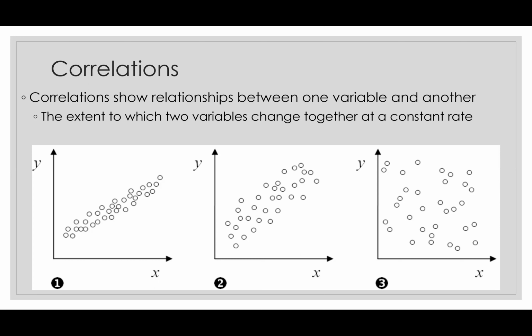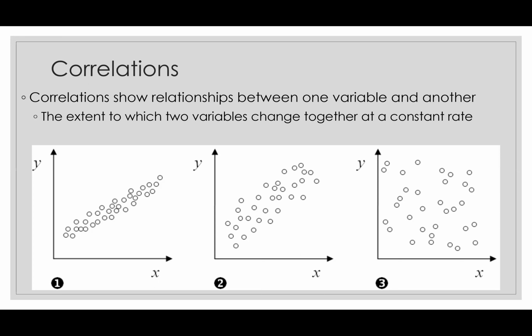Image number two in the middle has the same direction, but you can see that the dots or circles are spread more broadly. You can still see the direction. It generally goes from the bottom left to the upper right, but they are not as tightly clustered. So that is a positive correlation, but just not as strong.